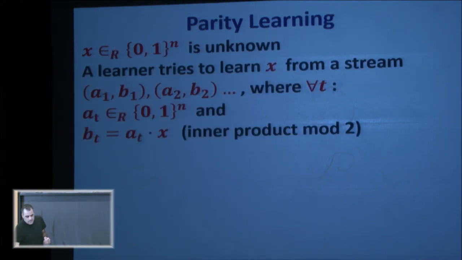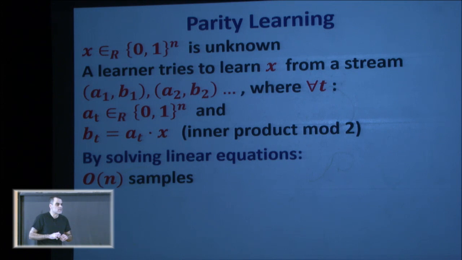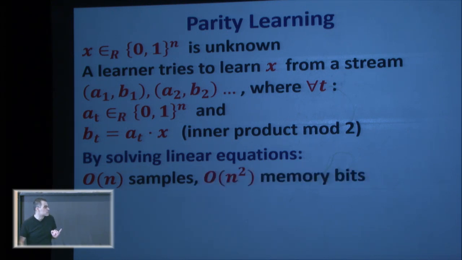Okay, so basically there are two ways to do that. The first is by solving linear equations. And for that you only need O(n) samples, actually n plus O(1) samples. But the problem is that each sample contains n bits. You need n equations of n bits, so you need a memory of O(n^2) bits, a quadratic size memory. And the question is, what if you don't have a quadratic size memory? Can you still learn it?